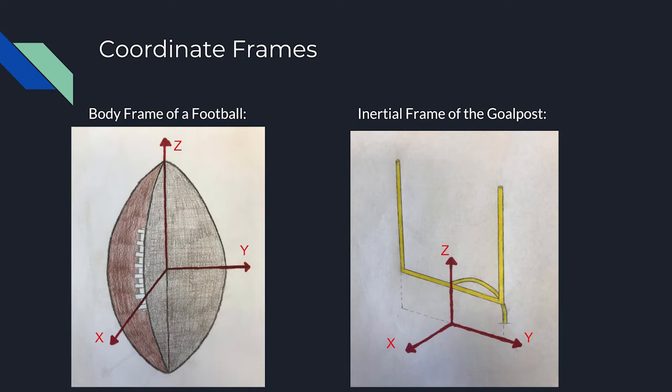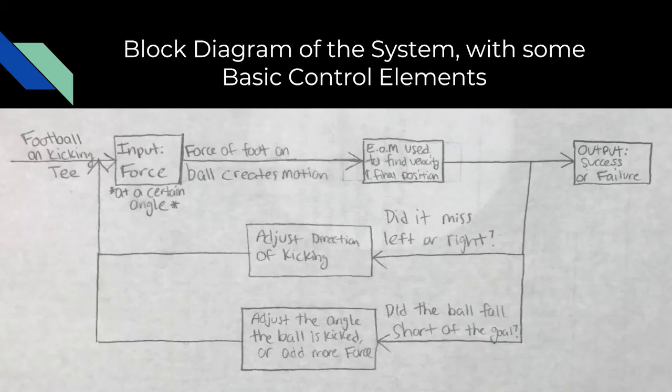The two frames of the system are shown here. The body frame of the football is depicted on the left, and this frame rotates with the football throughout its trajectory. The inertial frame of the goalpost is on the right, with its origin on the ground directly beneath the center of the crossbar. Shown here is a block diagram of the system with some basic control elements.